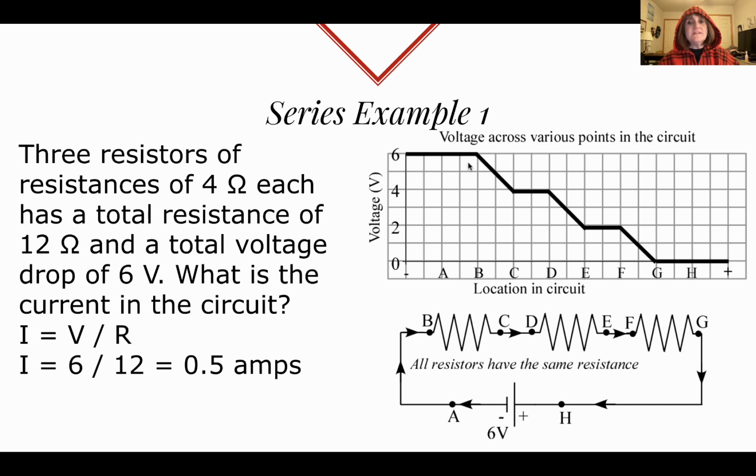As soon as I get to B, I still have 6 volts. Once I go through B to C, the voltage is going to drop by 2 volts. From C to D, I keep all 4 that I have remaining. From D to E, it drops again by 2. E to F, I keep it. F to G, it drops again the next 2. And from G to H, there is no voltage available.